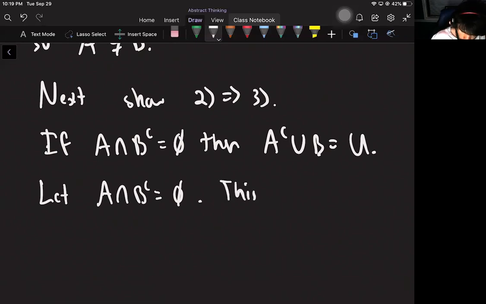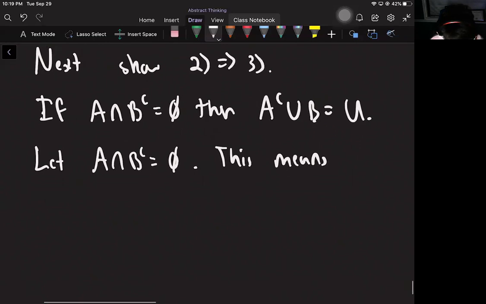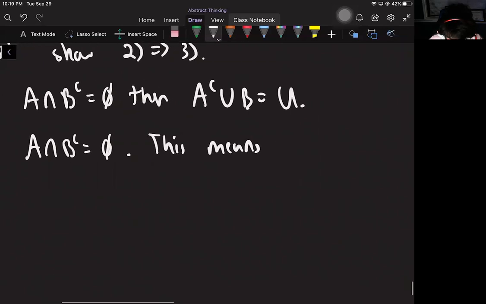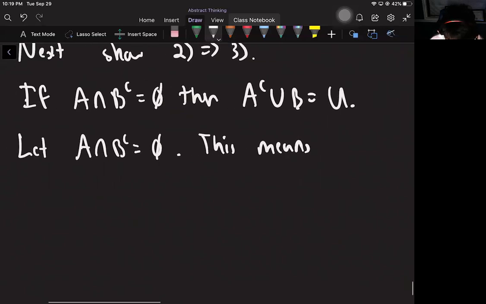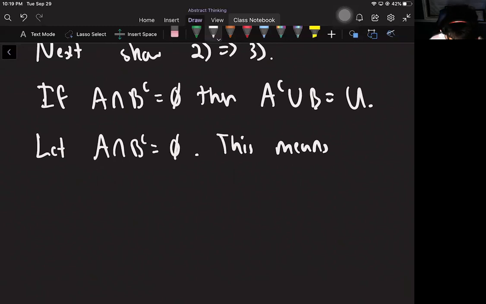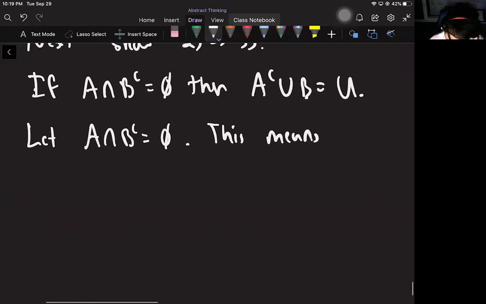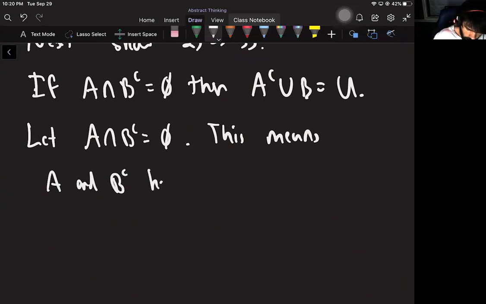So what does this mean? If A intersect B complement is the empty set, well, that's sort of hard to imagine. So I guess it means that they have nothing in common. That's one way to think about it. Which doesn't necessarily help. So it's true, but it doesn't help. And that's the trick with these proofs: I'm doing them ahead of time, so you're not seeing where I mess up. But it's perfectly reasonable to say something like A and B complement have no elements in common.